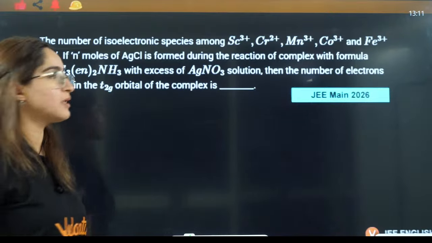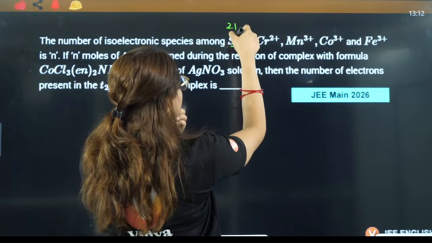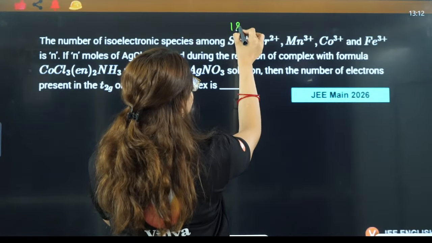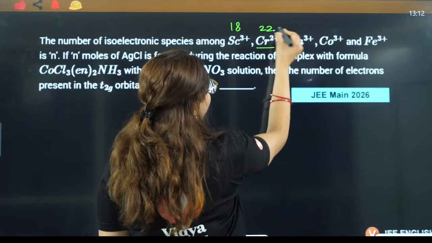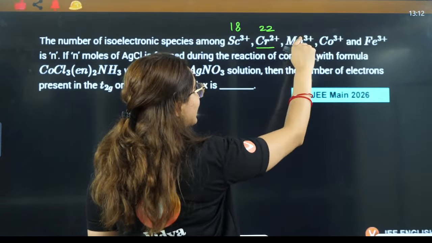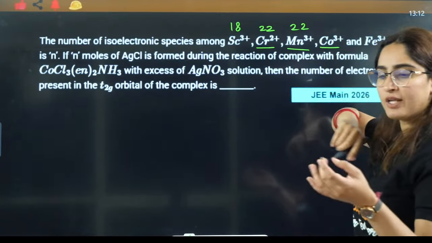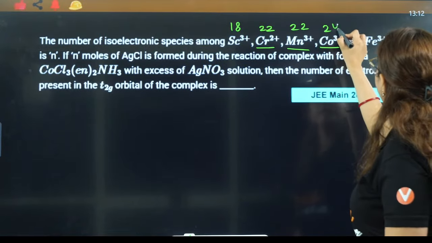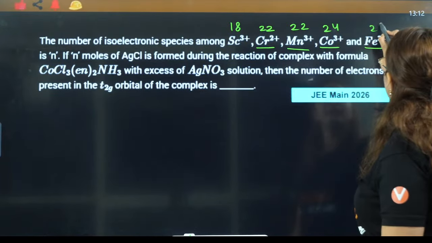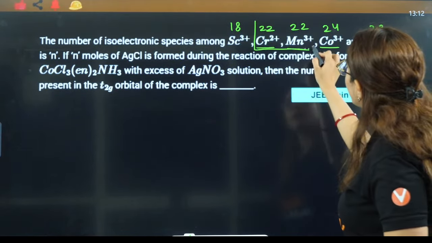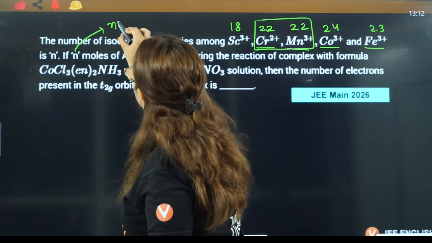Yes, everybody, let's see. Scandium is atomic number 21. You lose 3 electrons here, this will become 18. Chromium is 24, you lose 2 electrons, it will become 22. Manganese is 25, you lose 3 electrons, it will become 22. Cobalt is 27, you lose 3 electrons, it will become 24. Iron is 26, you lose 3 electrons, it will become 23. So the number of isoelectronic species is 2 here. So you can say N is equal to 2.